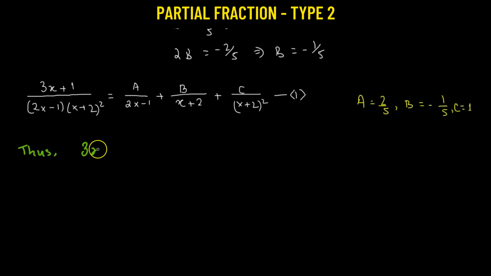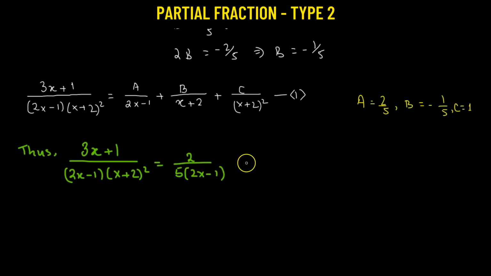Thus we finally get the answer: 3x plus 1 divided by (2x minus 1) multiplied by (x plus 2) whole squared. Our A value is 2 over 5, so we have 5 multiplied by (2x minus 1). Then the second partial fraction will be B over x plus 2, where B is replaced with negative 1 over 5, so we have negative 1 over 5 times (x plus 2). And finally, the third partial fraction will be 1 over (x plus 2) whole squared. So this is the required answer. So we have successfully split the given rational fraction into 3 partial fractions.